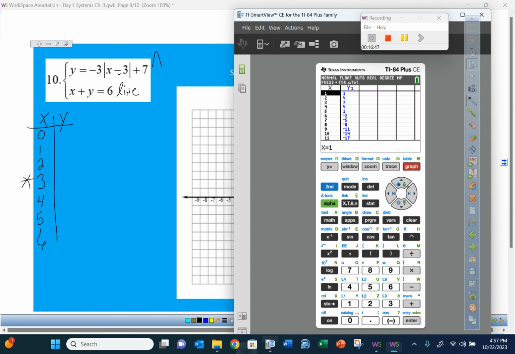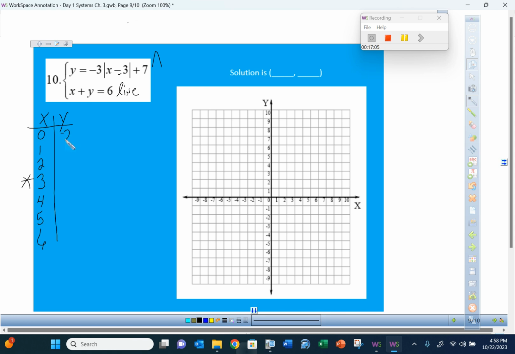And I'm going to fix it to where 0 is at the top. And then I'm going to look for symmetry. Negative 2, 1, 4, 7, 4, 1, negative 2. So we got it. So let me write those down for us. Negative 2, 1, 4, 7, 4, 1, negative 2.